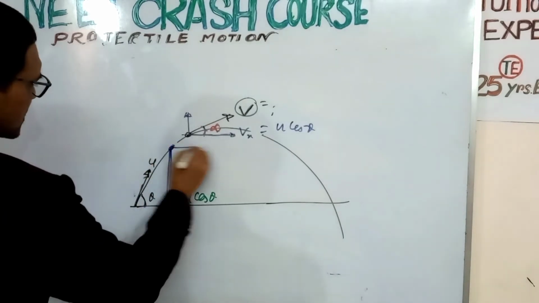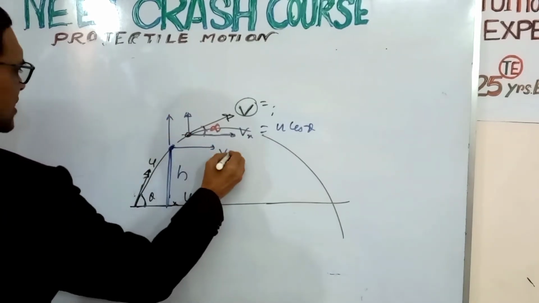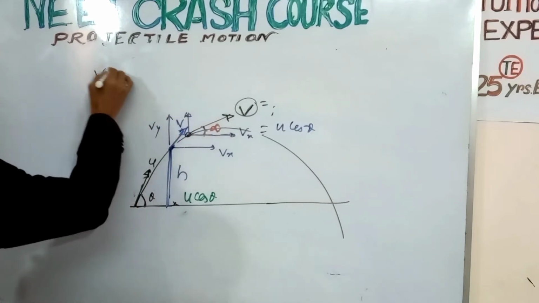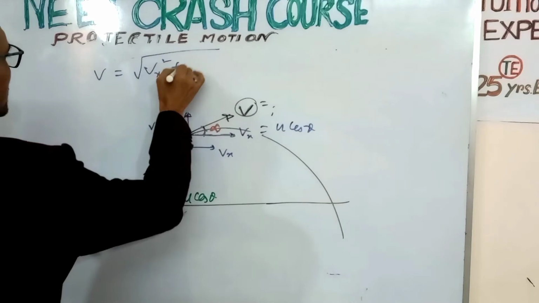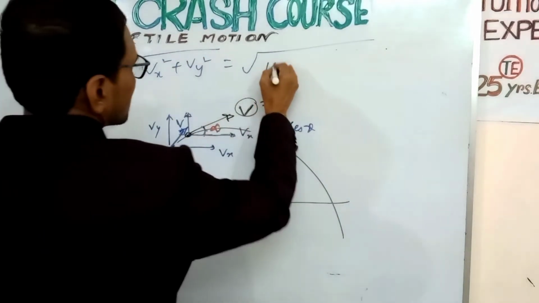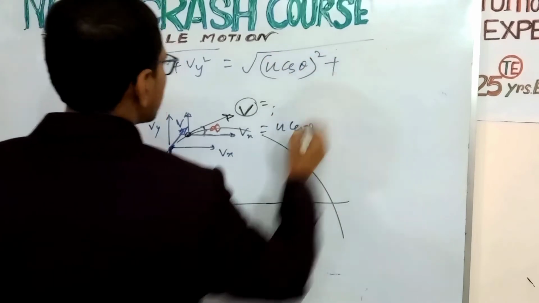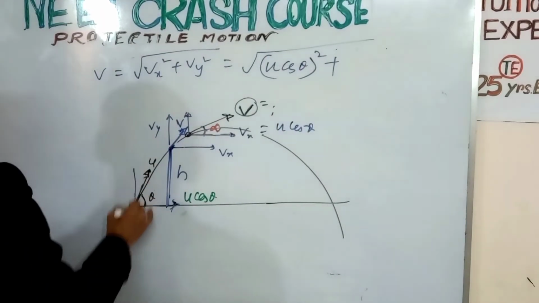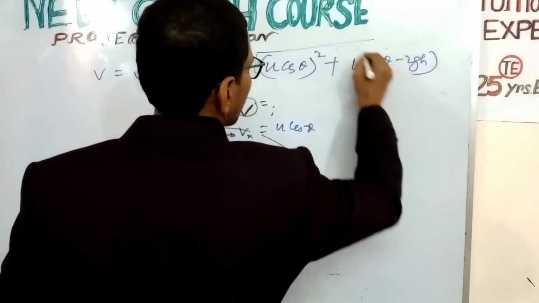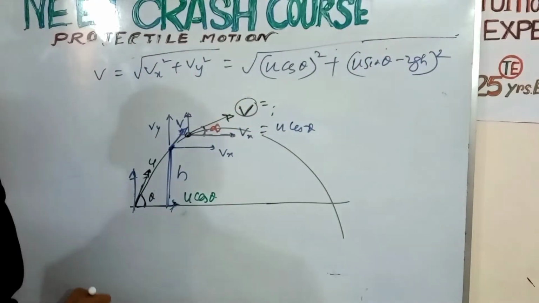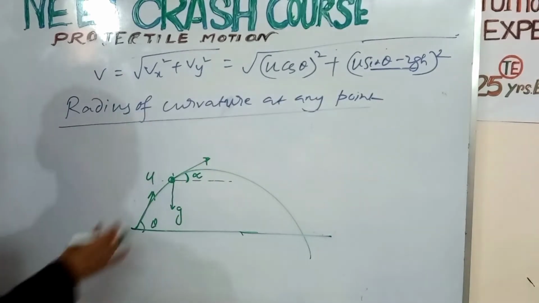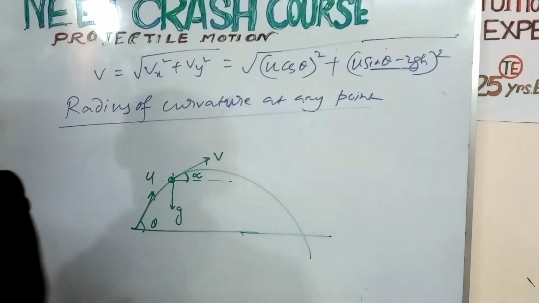What is the velocity at any height? So here we have to consider Vx and Vy, so V equals root over Vx square plus Vy square. Now Vx remains the same throughout the motion, (u cos theta) whole square. What is Vy square? Vy square equals (u sin theta) whole square minus 2gh. So this is the velocity at any height.